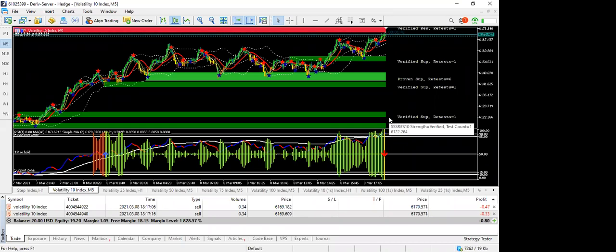But if it is unverified and proven, they are stronger than any of them. Proven is stronger than verified. So they tend to push. The stronger it is, the more it tends to push price in the opposite direction.